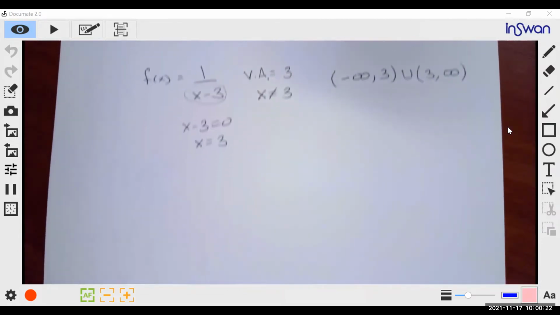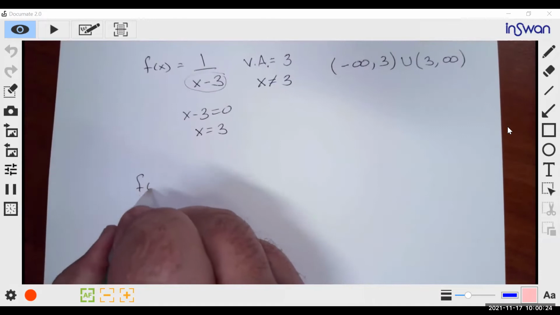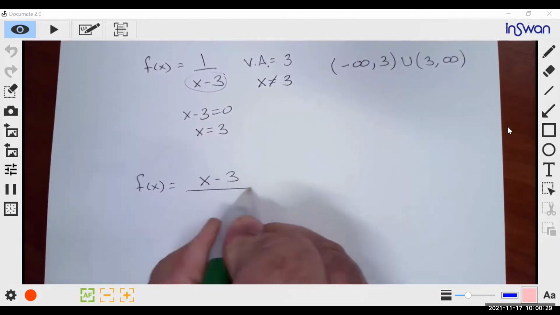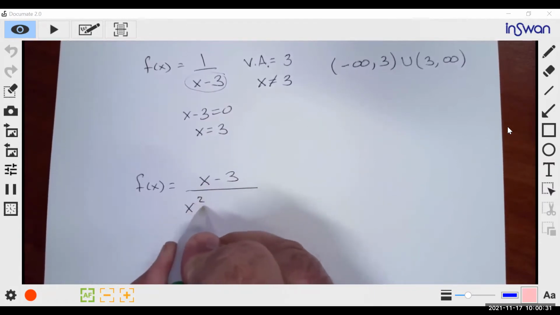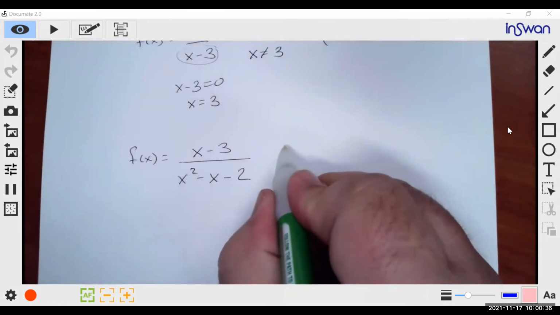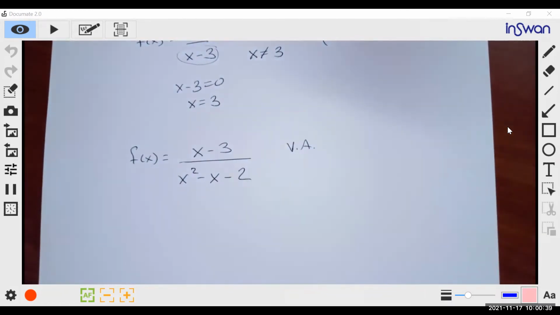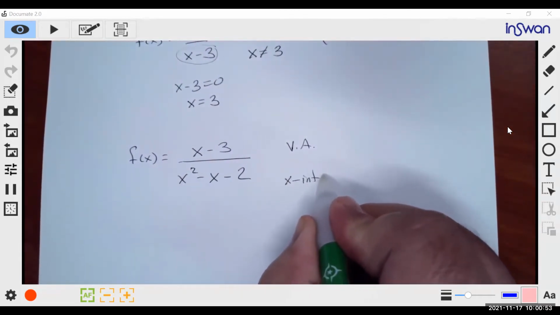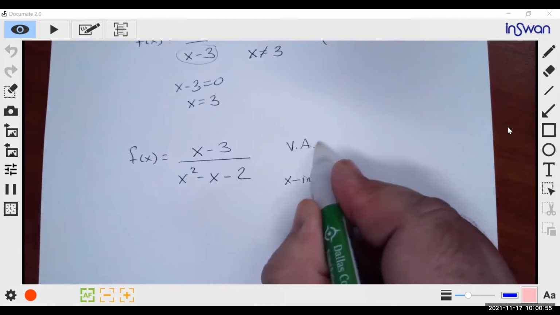The next one. X minus 3, x squared minus x minus 2. Tell me the vertical asymptote. And while we're at it, tell me the x-intercept.